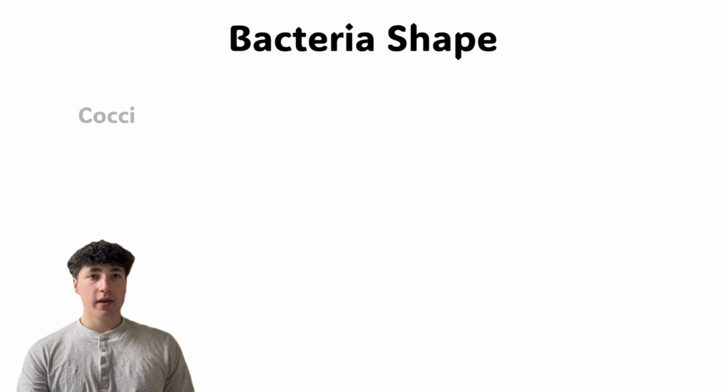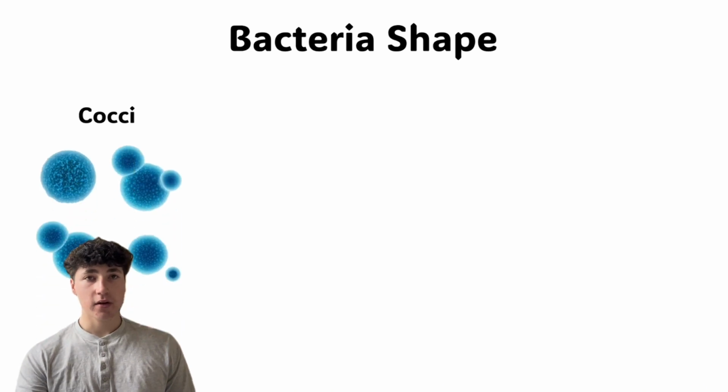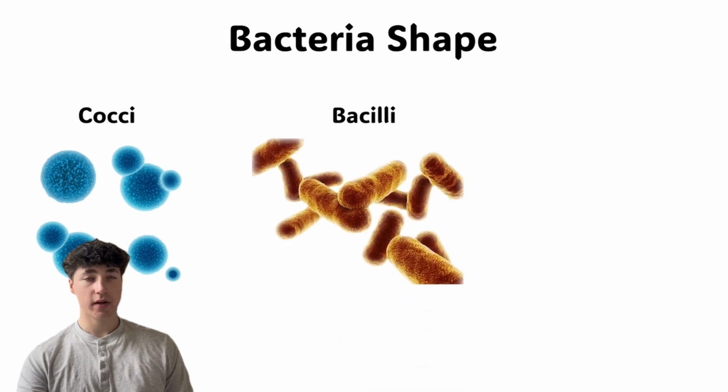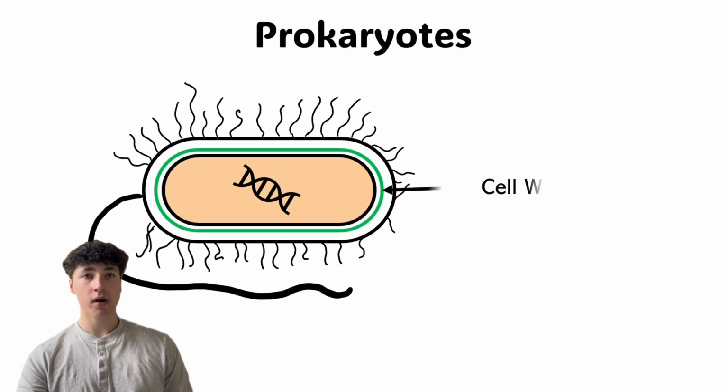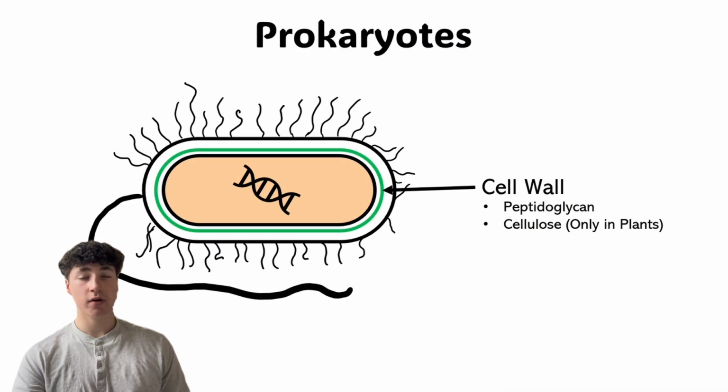Bacteria shape. It will either consist of a cocci shape, which is a sphere, bacilli rods, or spirilla, which is spiral. Prokaryotes have cell walls. They're made out of peptidoglycan. In plants, it is made out of cellulose. So while they do have cell walls, it differs from plants. Bacteria will have mechanisms allowing it to attach or stick.